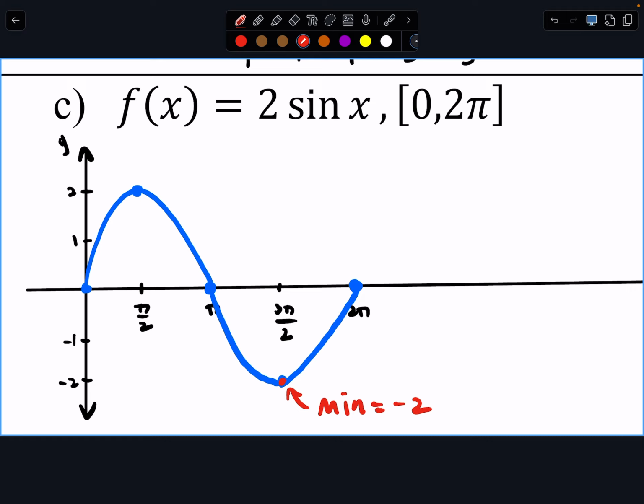And then, like Arnav said, it occurs at 3 pi over 2, comma, -2. And then the maximum is +2 and occurs at pi over 2, comma 2. That one's kind of pretty straightforward.